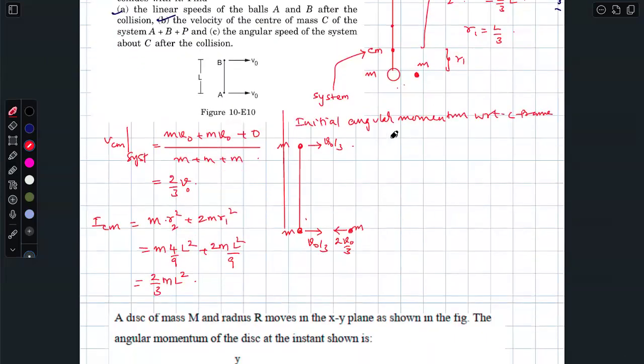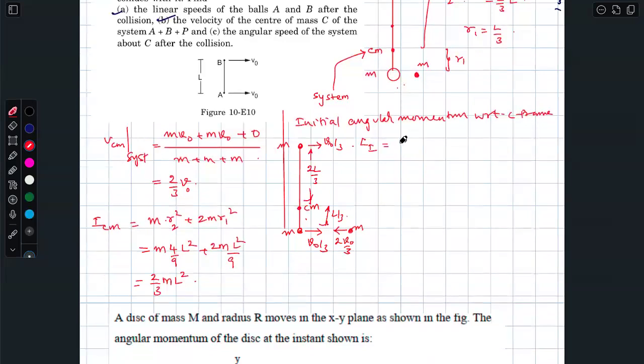Right. What is the initial angular momentum of the system? Li is equal to, first apply for this. Center of mass is here. And this is at a distance of 2L by 3. And this is at a distance of L by 3.